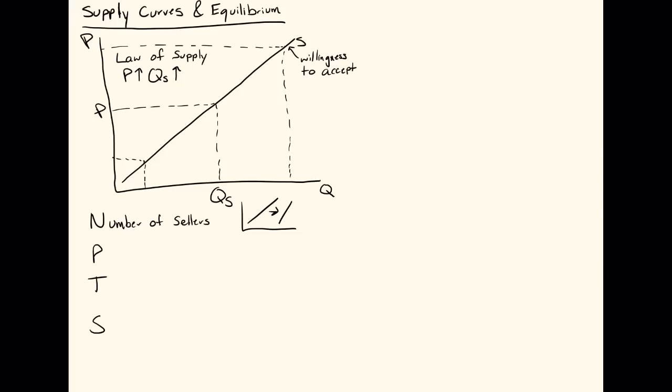P, prices of inputs. Price of dough goes through the roof, reduces the supply, shifts the curve to the left. T, technology. New super fast pizza oven, shifts supply to the right. S, seller's belief about the future.